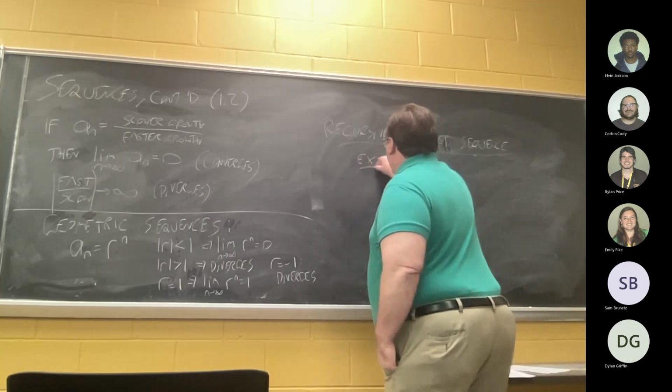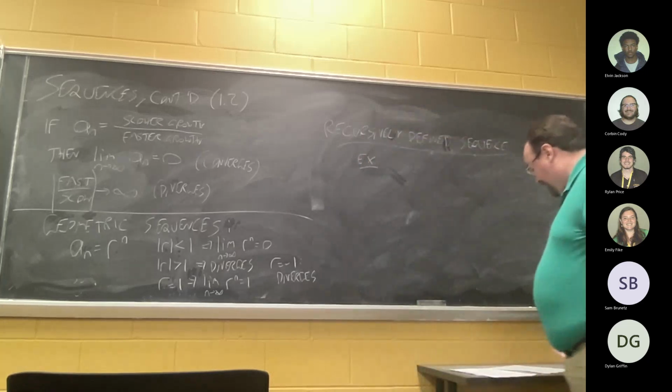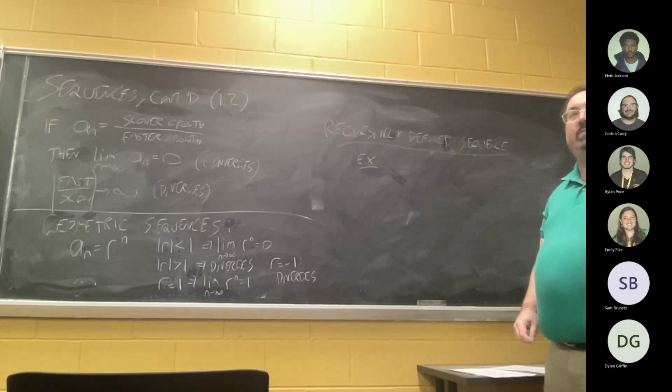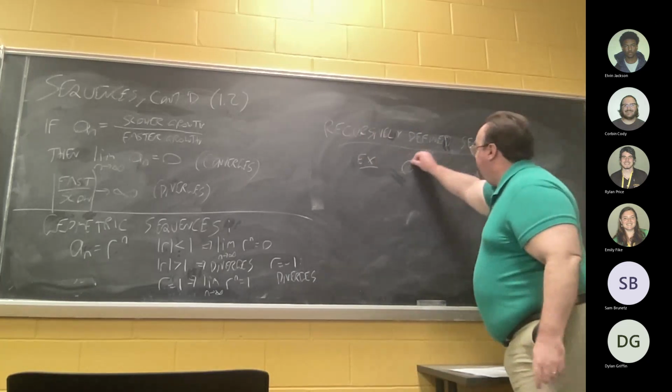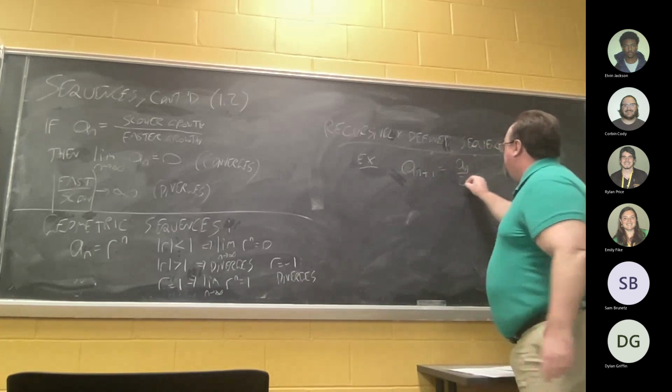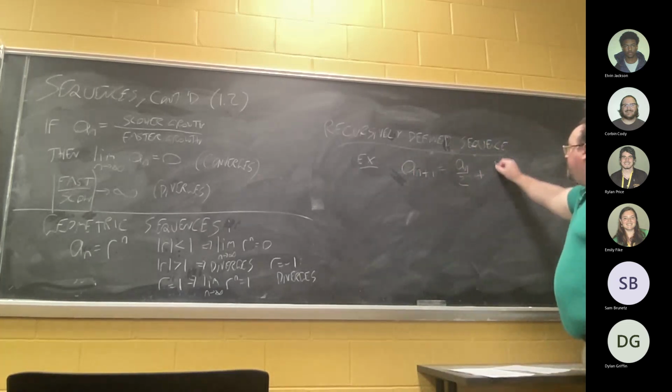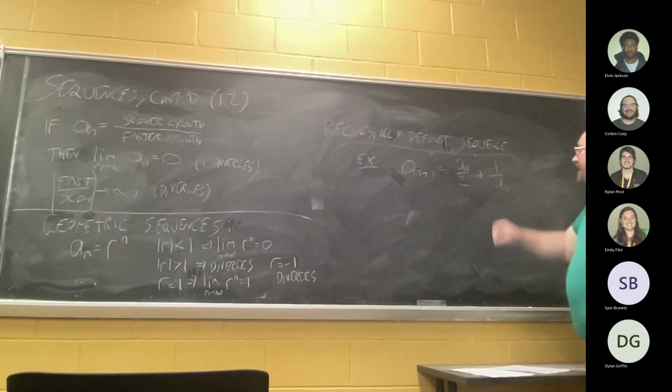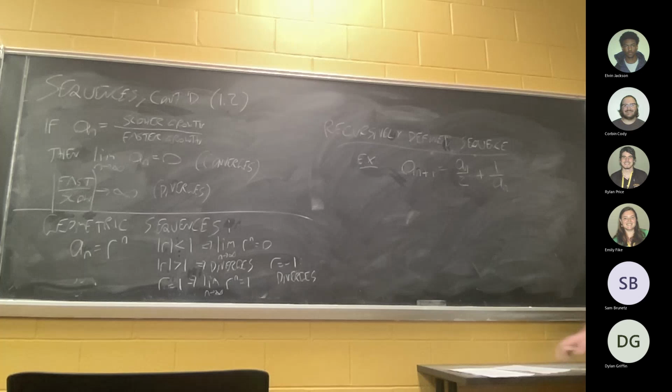I'll illustrate by way of an example, and I'll give you a general principle. So this is a recursive sequence I actually brought up last time, from Newton's method. a_{n+1} is defined in terms of a_n: a_n over 2 plus 1 over a_n. Does the sequence converge? If so, what is the limit?